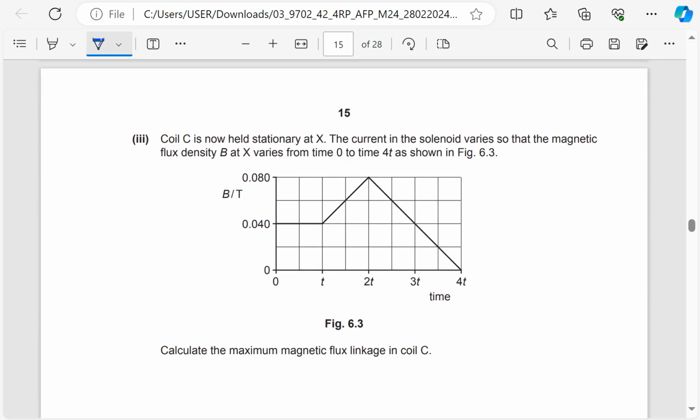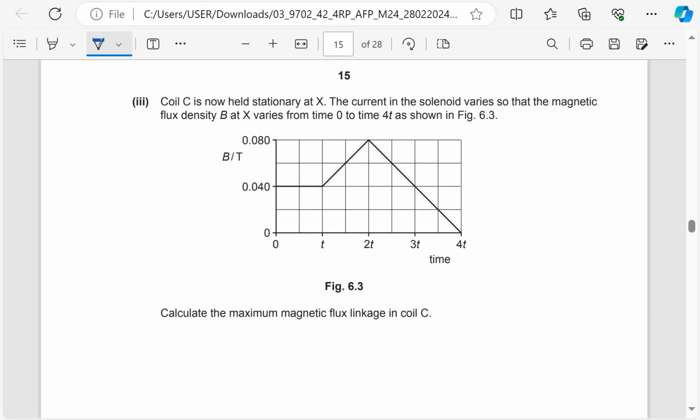Then coil C is now held stationary at X. The current in the solenoid varies so that the magnetic flux density B at X varies from t equals 0 to t equals 4 T. Now, if the current changes, then the magnetic flux changes, so the induced EMF also changes because the magnetic flux linkage changes. Calculate the maximum flux linkage.